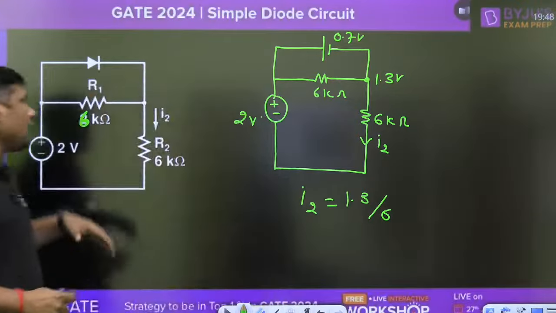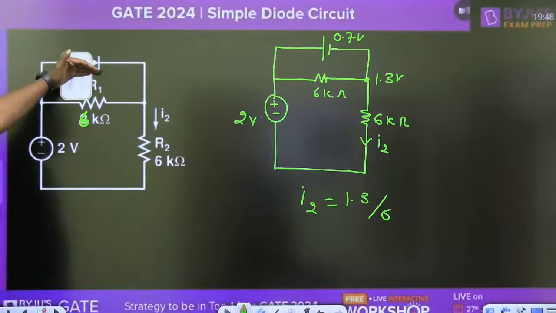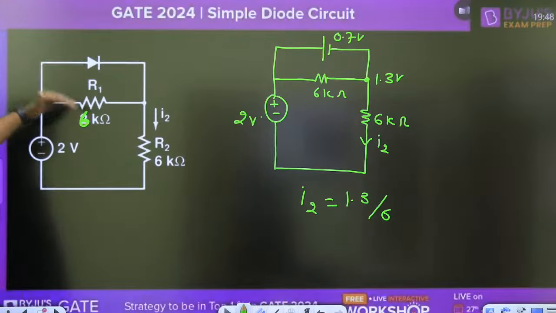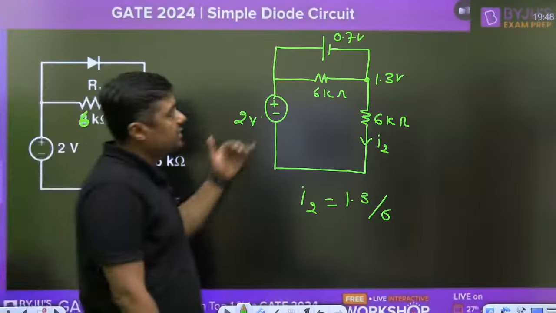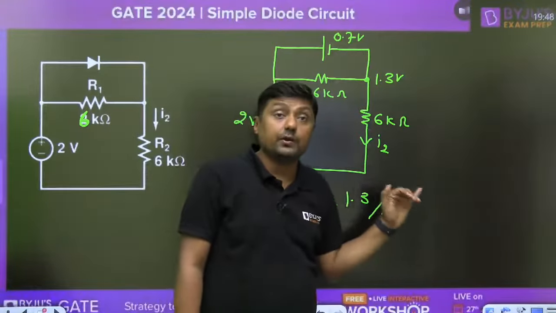So first of all, always check that the diode is off, and what is the voltage across the diode. If it is greater than 0.7, diode is on. If it is less than 0.7, diode remains off. Once it is on, it is converted into a battery of 0.7 volt, and then you can find the current here. You can find the current here, I2.